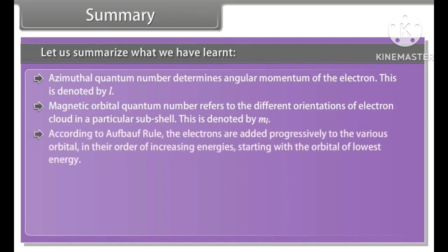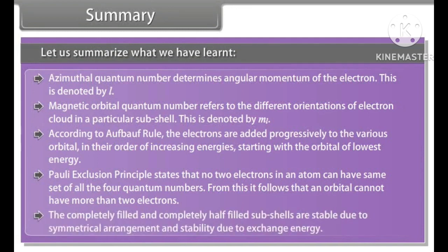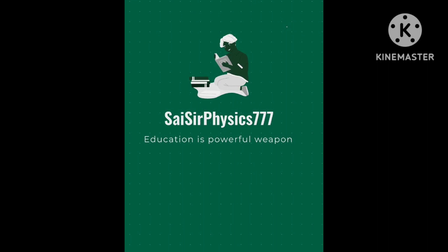According to the Aufbau rule, the electrons are added progressively to the various orbitals in their order of increasing energies, starting with the orbital of lowest energy. Pauli's exclusion principle states that no 2 electrons in an atom can have the same set of all the 4 quantum numbers. From this, it follows that an orbital cannot have more than 2 electrons. The completely filled and completely half-filled subshells are stable due to symmetrical arrangement and stability due to exchange.